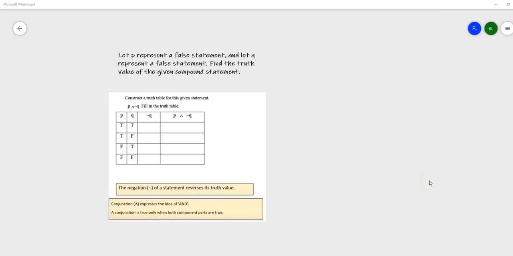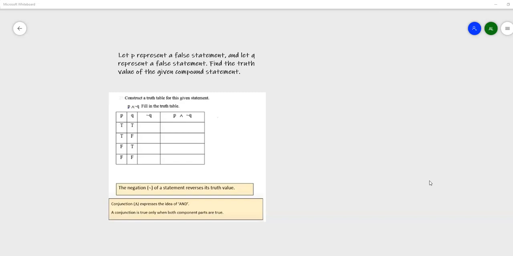Let P represent a false statement and let Q represent a false statement. Find the truth value of the given compound statement. So first, let's just talk about what it means to construct a truth table of a compound statement. The compound statement that we have reads P and not Q.